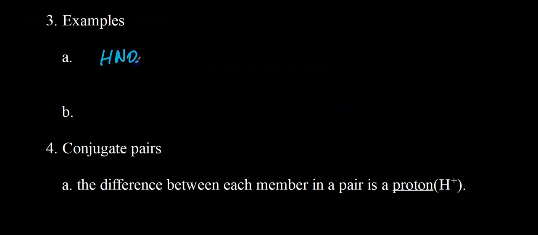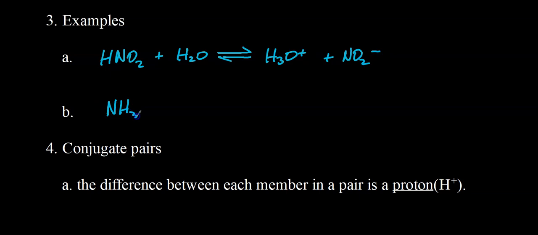We mentioned earlier this one, nitrous acid. Be careful. Nitrous is weak. Nitric is strong. So when we write the ionization equation for nitrous acid, we're going to use a double arrow. We get H3O plus and NO2 minus. Here's an example of a weak base. Ammonia is a weak base. In fact, many nitrogen-containing compounds are weak bases.